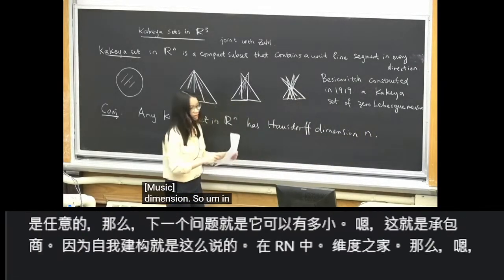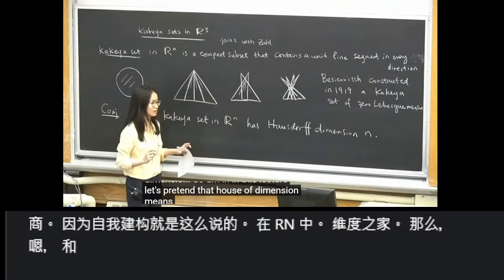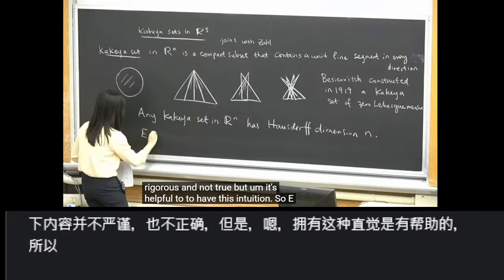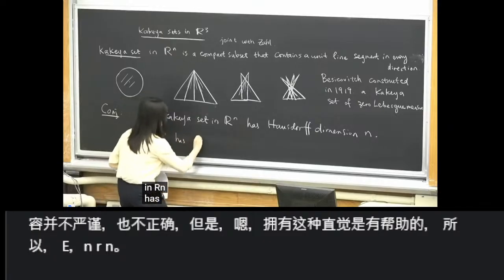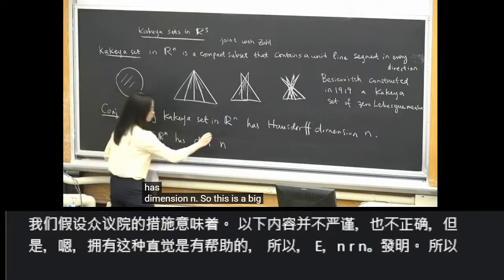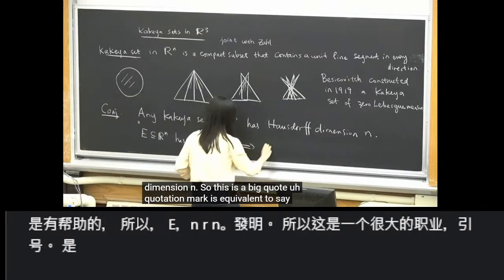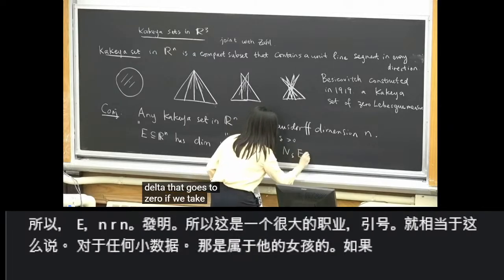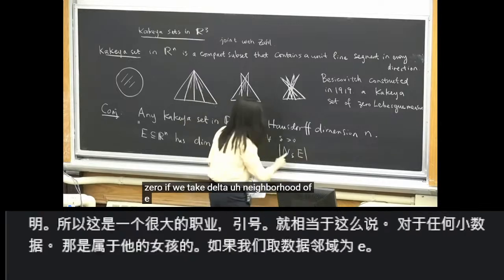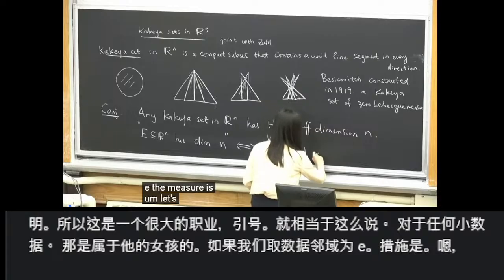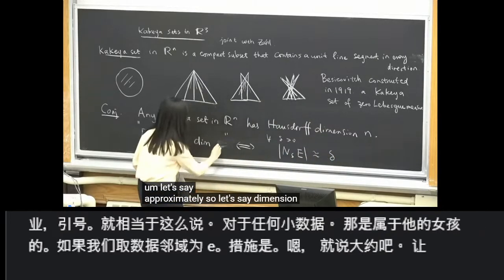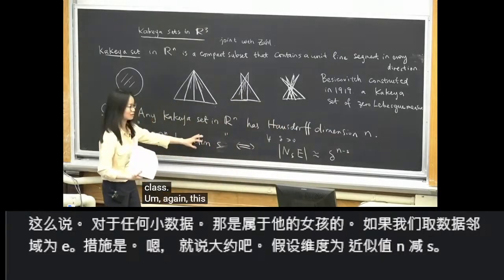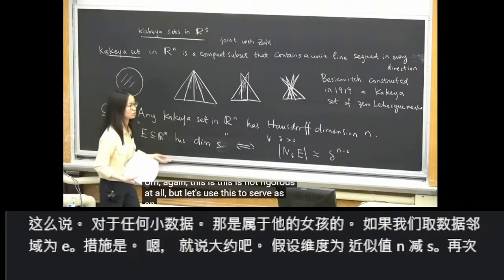So in this lecture, let's pretend that Hausdorff dimension means the following. This is not rigorous and not true, but it's helpful to have this intuition. So E in R^n has dimension n, in big quotation marks, is equivalent to saying that for any small delta that goes to 0, if we take the delta neighborhood of E, the measure is, let's say for dimension s, approximately delta to the n minus s. Again, this is not rigorous at all, but let's use this to serve as an intuition.